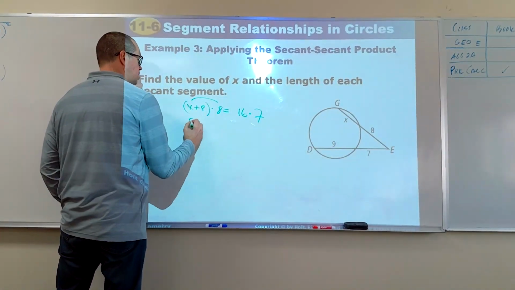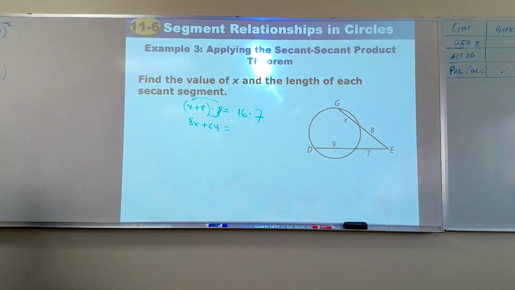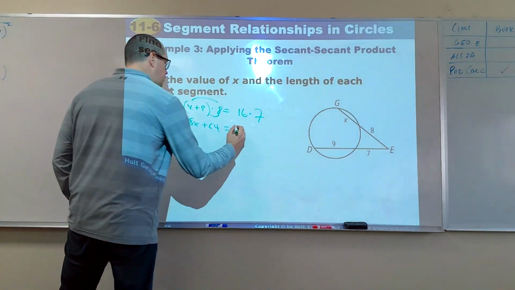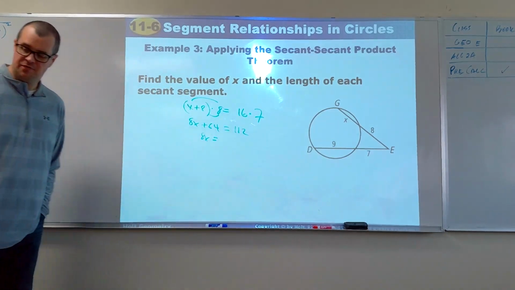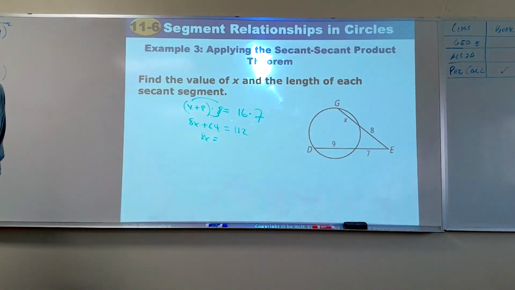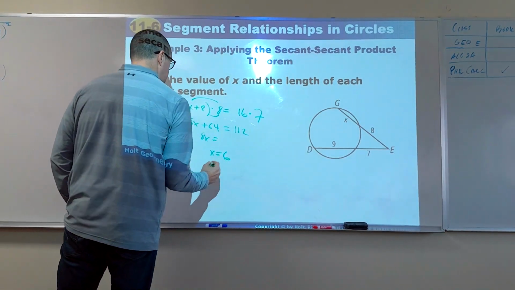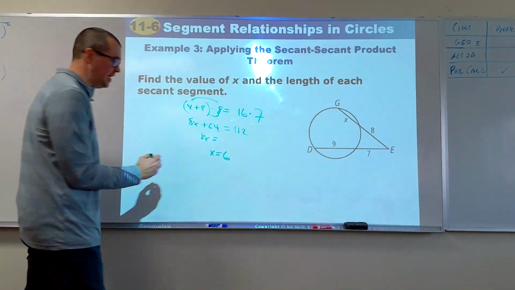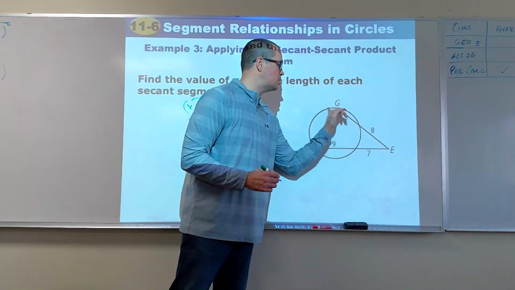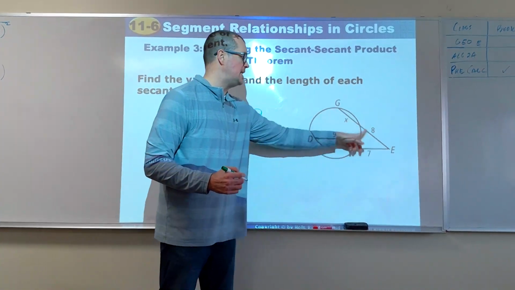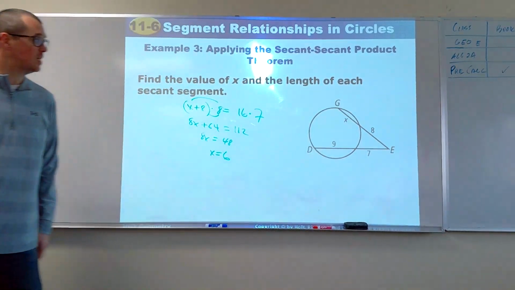Okay, so then I have to distribute: 8x plus 64 equals 16 times 7, which is 112. Then I subtract 64, 112 minus 64, and then divide by 8, which gets you all the way down to x equals 6. Okay? Whole times outside equals whole times outside. Don't be the meathead who makes this 8x. This is 8 plus x, not 8x. Make sure you write it like that.